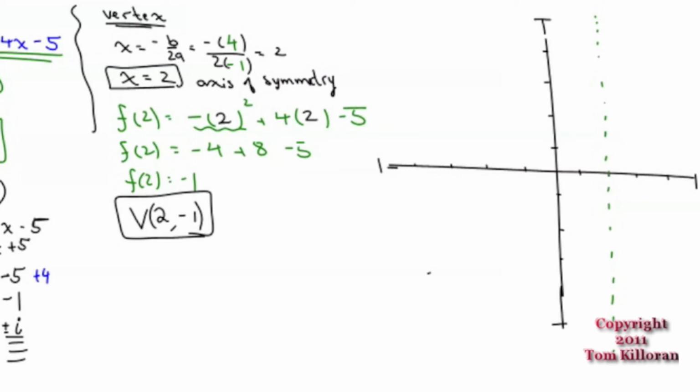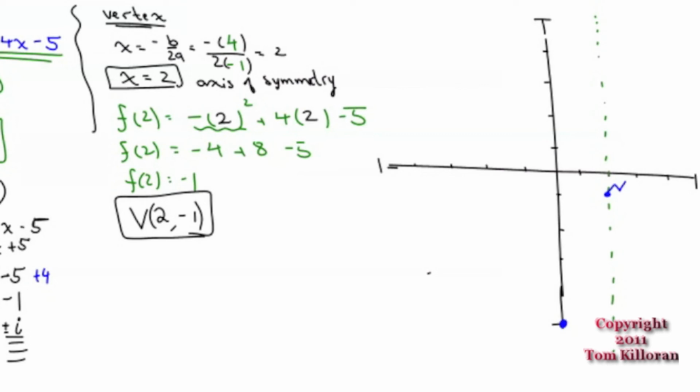Okay. And then plot your points. What point goes on the axis of symmetry? The vertex. And the vertex is at 2, -1. So 2, down 1. It's here. That's my vertex. Highly suggest you label your vertex. It's probably one of the more important points. The y-intercept is 0, -5. That's way down here.